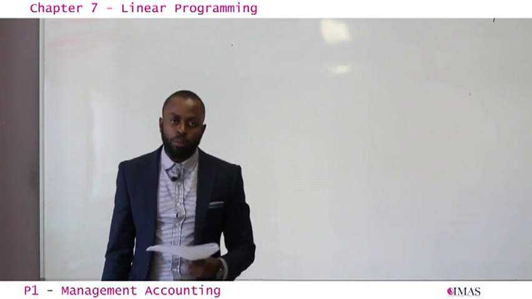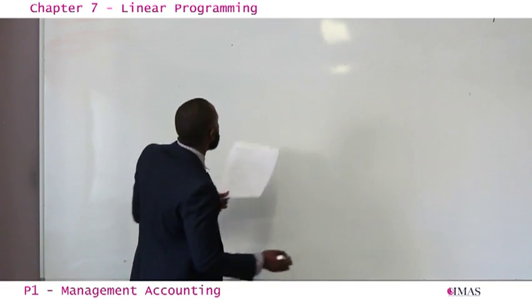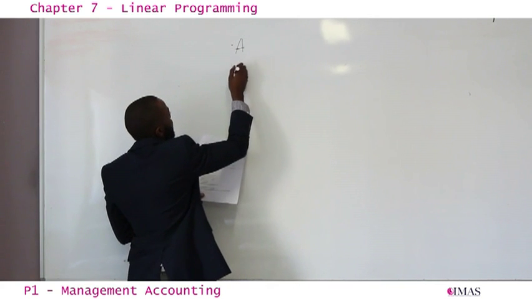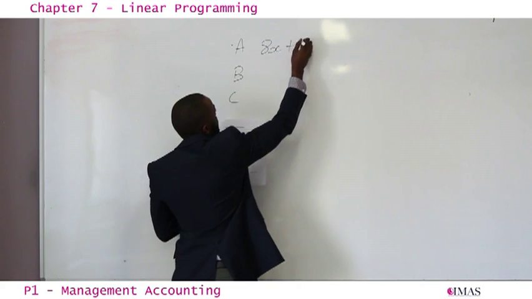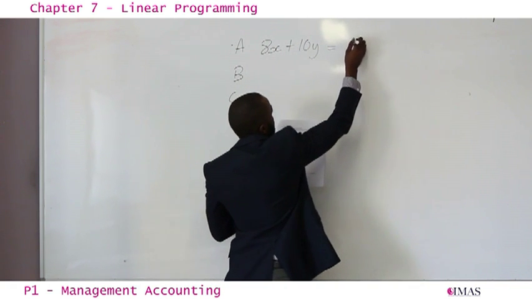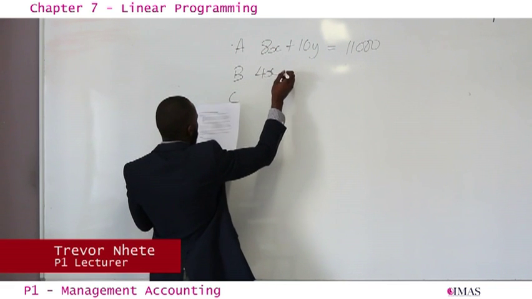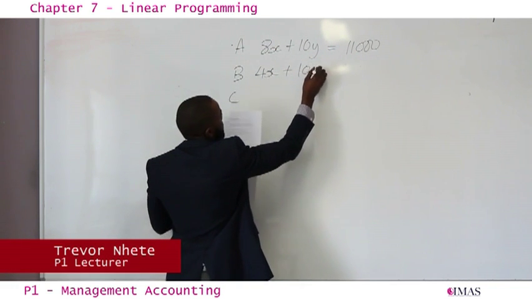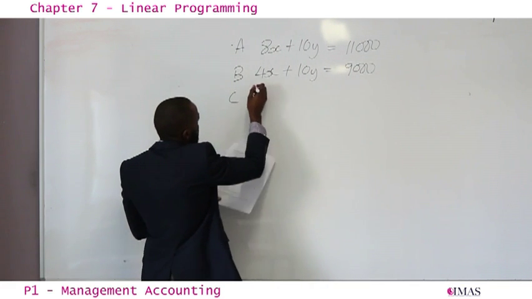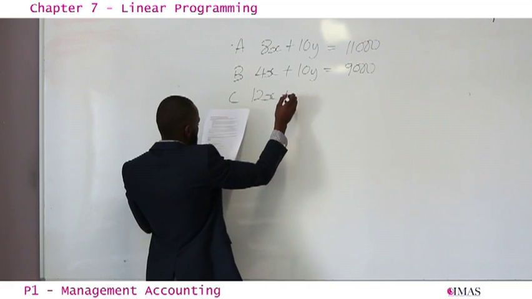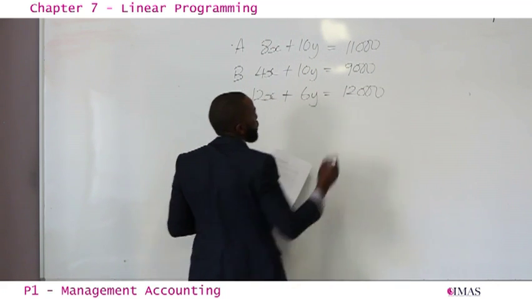So we're going to continue with our previous question. I'm just going to write the constraints that we had. Remember, we had Department A, Department B, and Department C. Department A was 8x plus 10y less than or equal to 11,000, with 4x plus 10y equal to 9,000. We had 12x plus 6y equal to 12,000.